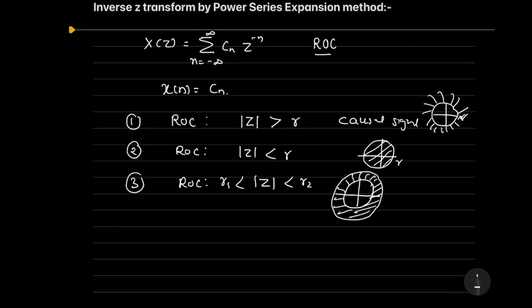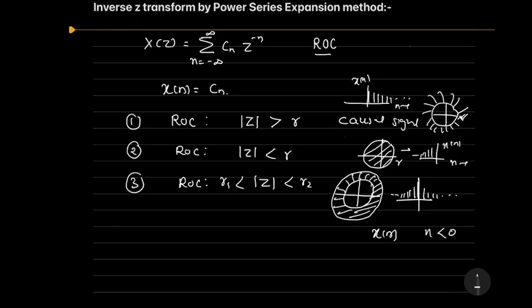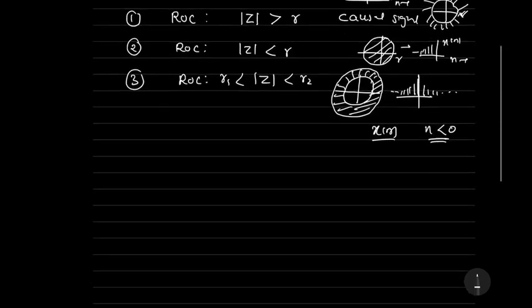A causal signal means the sequence is right-handed. For a non-causal signal, the sequence is left-handed. In the third case, the sequence is a two-sided sequence. One thing we should remember is that if x(n) exists for n less than 0, it means the signal is non-causal. Now let's start with an example.